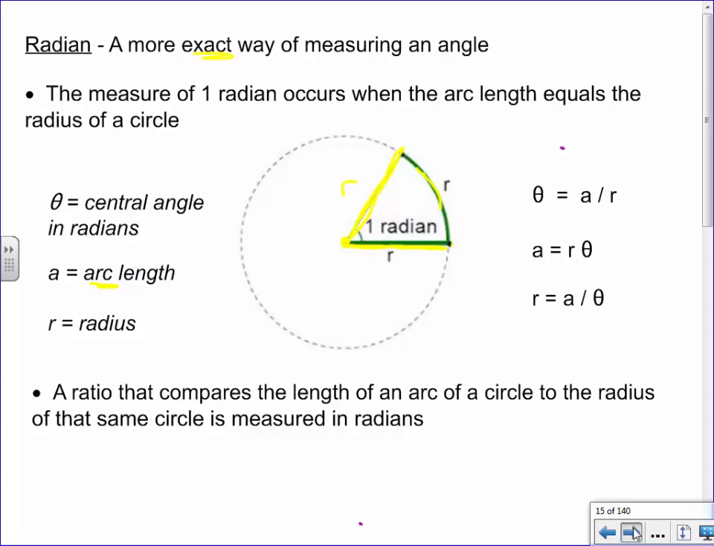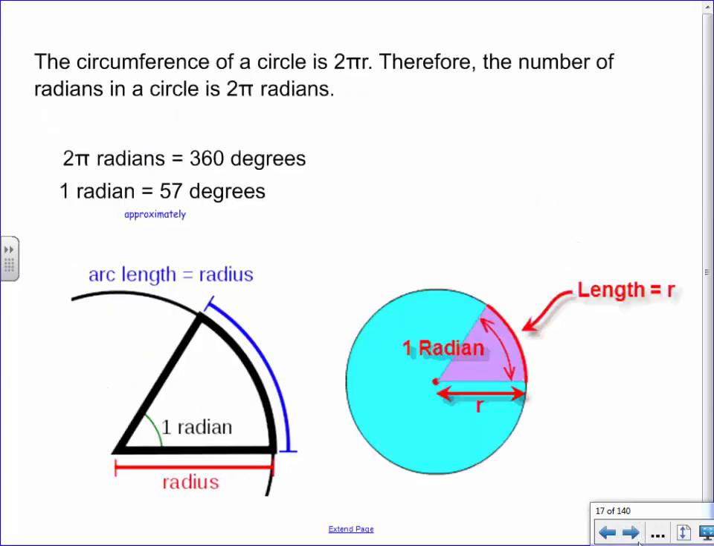What ends up happening then, if you look at a picture like, say, this, I'll go to this one here, you guys need to flip pages, is that this right here, this little cutout, is like a perfect measure. If this was 7 and this was 7, then around the edge was also 7. And that's called a radian. Okay. Now, just for perspective, a radian is about 57 degrees.